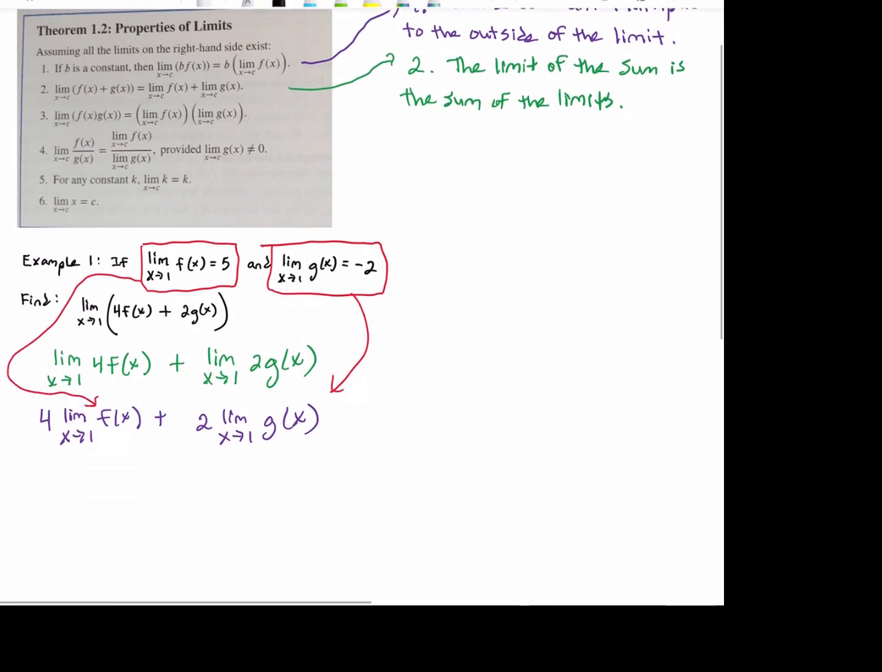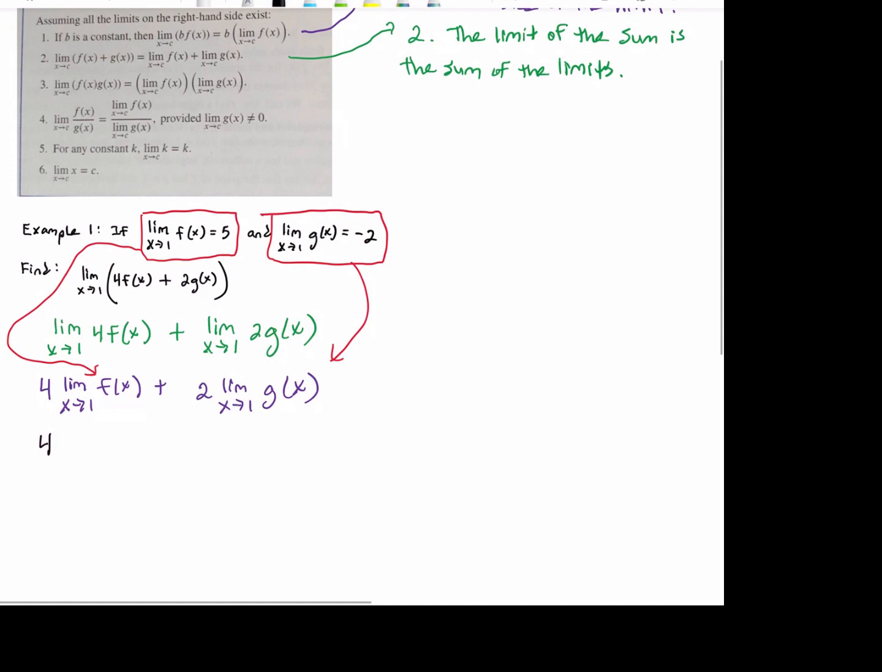We simply apply that to these two parts of the problem here. Using these values, we evaluate. So we write 4 times 5, because that's the value of the limit for f, plus 2 times -2, because that's the limit for g of x, and then we do the sum, 20 plus -4, and we get 16, and we've answered the question.